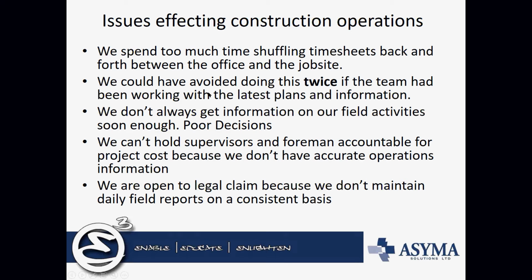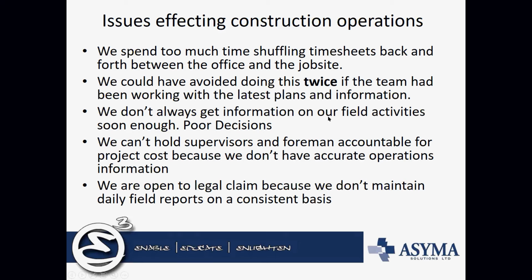Then the next one is we could have avoided doing it twice if the team had the latest plans and information. And so again, you're building a house and someone comes in and says, hey, I want to move this wall over 6 inches. Somebody doesn't get that information, and therefore they build the wall in the wrong spot. The landlord or the homeowner comes in, takes a look at the wall and says, hey, you and I agreed that we're moving this over 6 inches. Take it down, move it over. And so all of that cost that's lost in there can end up eating up a lot of the profitability of a particular project.